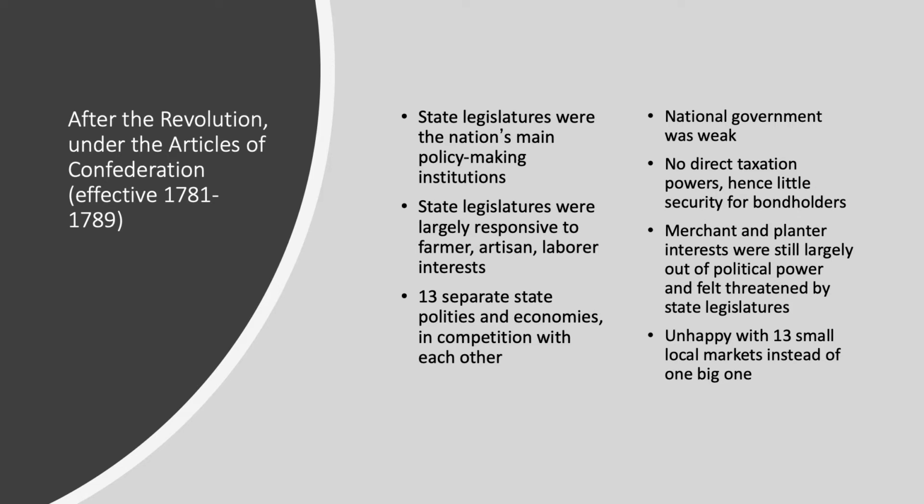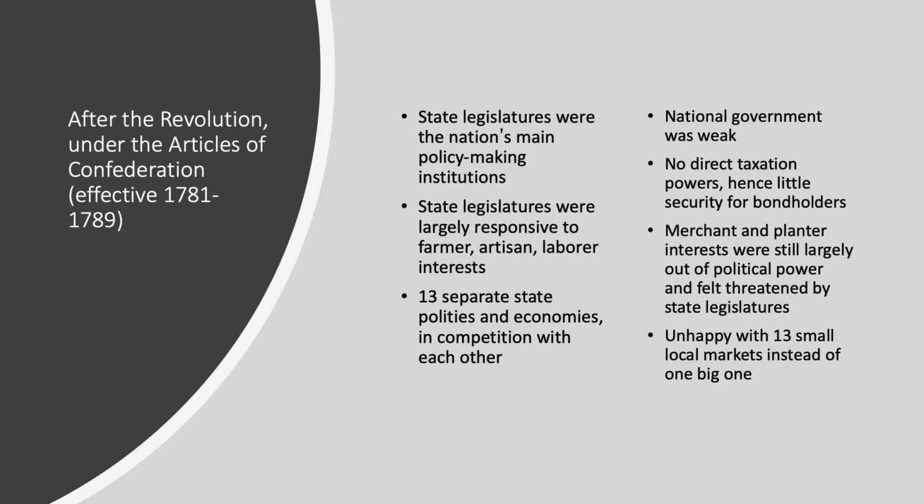But the problem was they really had 13 separate state governments that were like little national governments that all wanted to have their own little state economy, and they wanted to compete with each other. The national government was very weak. It could not tax people directly. So if you were one of the rich people who lent money to the Continental Congress to fight the war, you're thinking, I may never get paid back. This government can't even raise money directly. It has to ask the states for money.